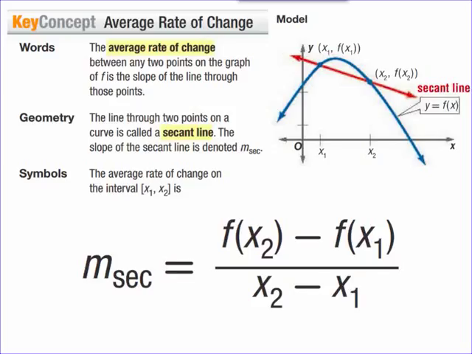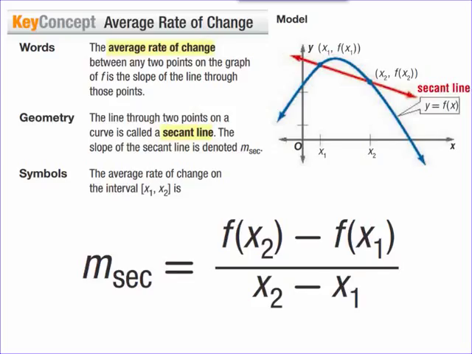Okay, very last thing we're going to talk about, and this is something that is very fundamental to the study of calculus, but we're not going to cover it in that much depth. This is what's behind the basis of a derivative. The average rate of change between any 2 points on the graph of f is the slope of the line through those 2 points. We call that line the secant line. So the secant line travels through 2 points on the graph, and we're going to find the slope of that secant line. That's called the average rate of change.